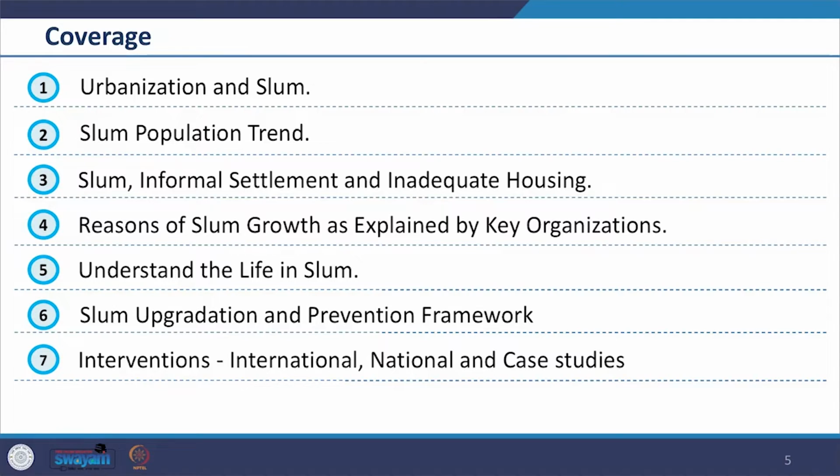So accordingly, the coverage would include, to start with, we are going to first explore the link between urbanization and slum. Thereafter, we will look at slum population trend, how it's happening across the globe. Then we'll further try to understand the term slum, where we will look at the difference between informal settlement, slum, and what it means to say inadequate housing.